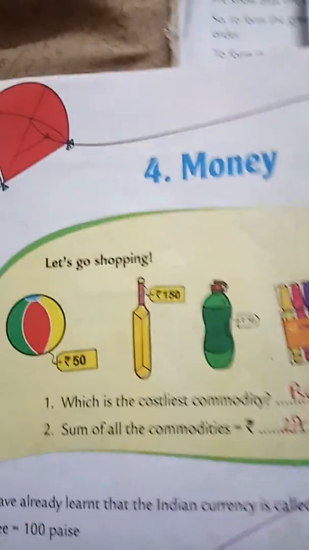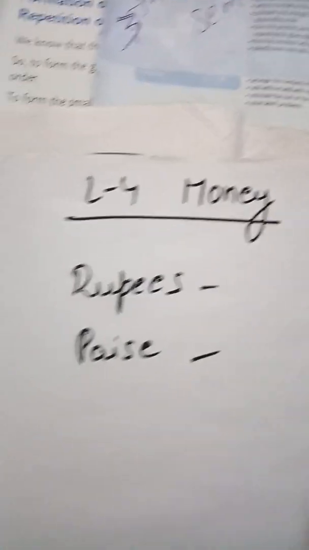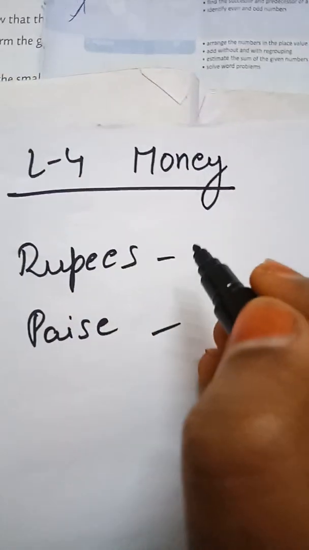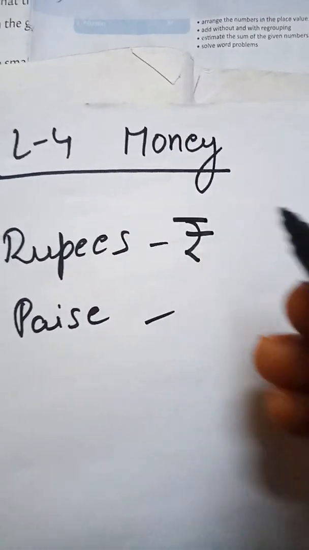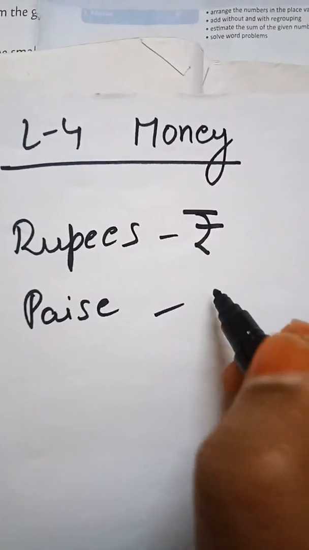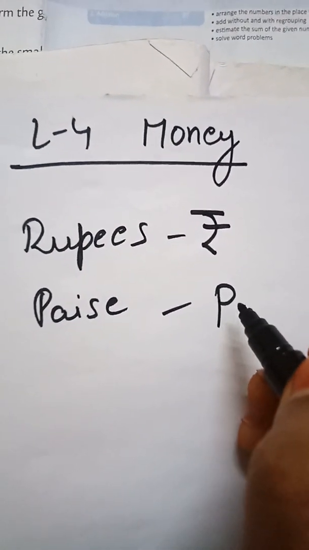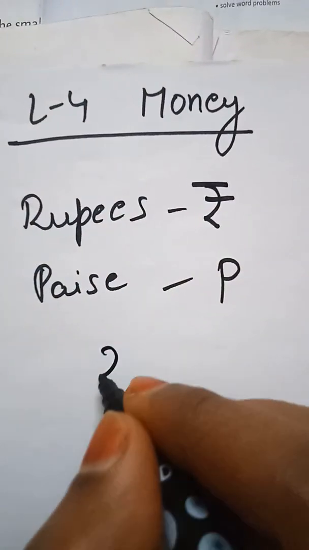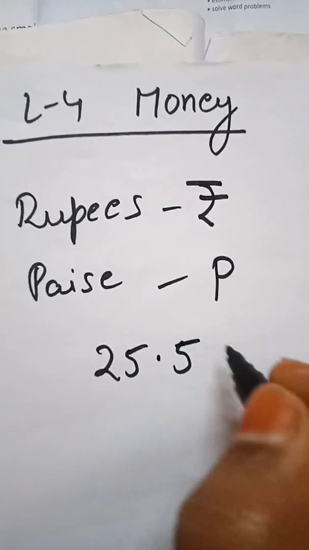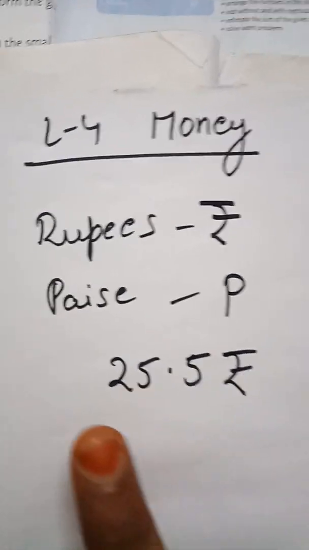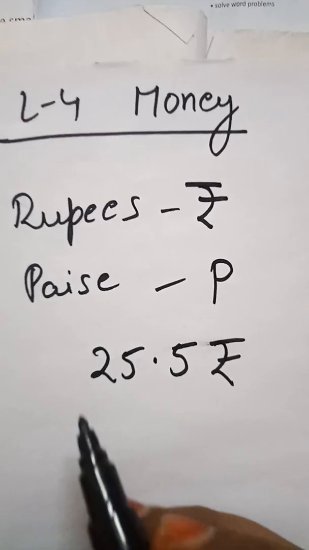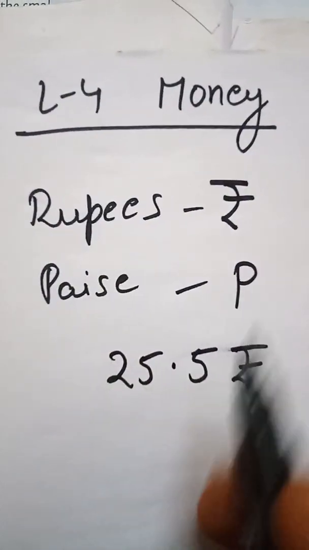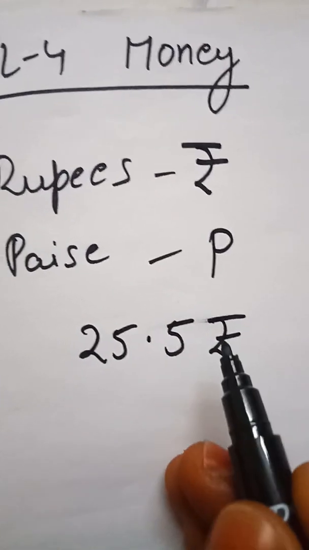So in this lesson, in money we have two types. One is rupees, the next one is pies. The rupees symbol is this one. Pies means P. So in money, how do we differentiate rupees from pies? For example, this is the money given. How do we read this one? 25.5. What is the symbol? Rupees symbol. So 25.5 rupees.